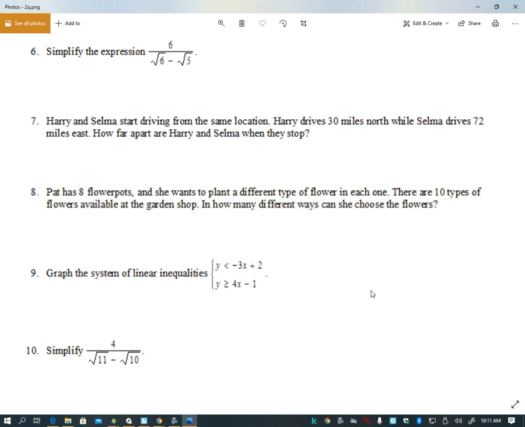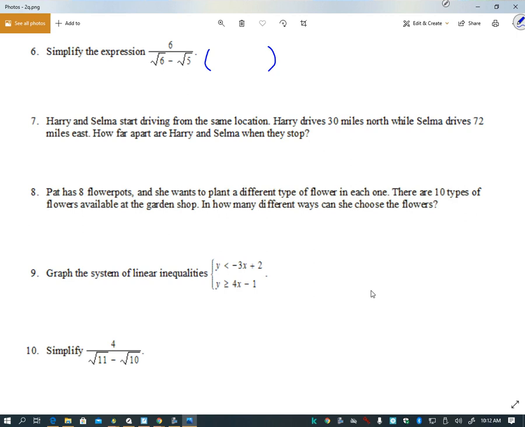Simplify the expression. We've got radicals in the denominator. Are we allowed to have radicals in the denominator? No. How do I rationalize this denominator? Multiply by the conjugate. That is exactly right. In this case, when we say we multiply by the conjugate, what's the only thing that changes? It goes to the opposite operation.